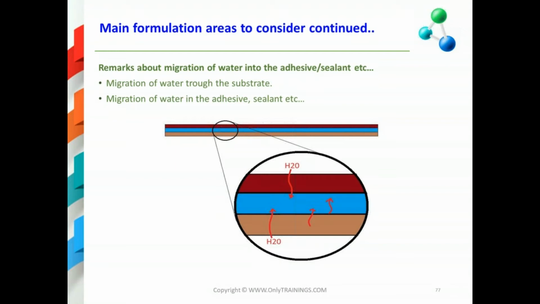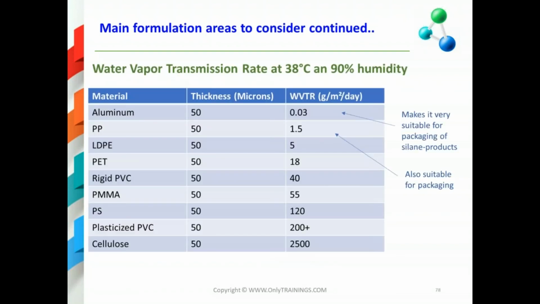Another thing which has to be considered is, of course, the migration of the water into the adhesive after it's applied. We saw the lamination, the laminate. If this material is completely closed and the other is also closed, then it's very difficult for water to migrate to that material, the adhesive, that you want to cross-link. And also the material itself can be a very bad, or a good, water vapor barrier. So those things are also important to consider.